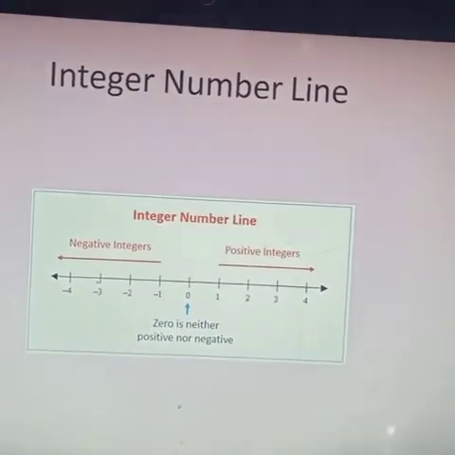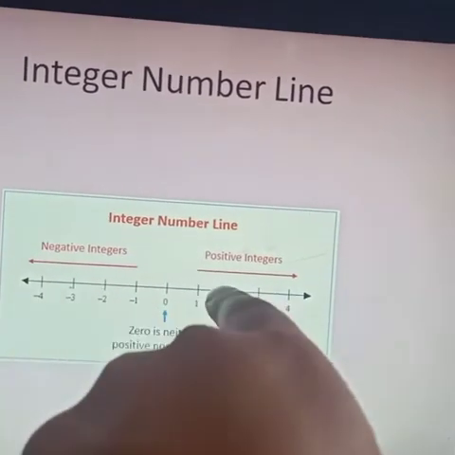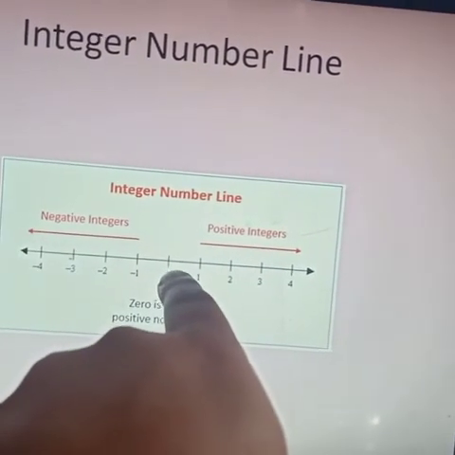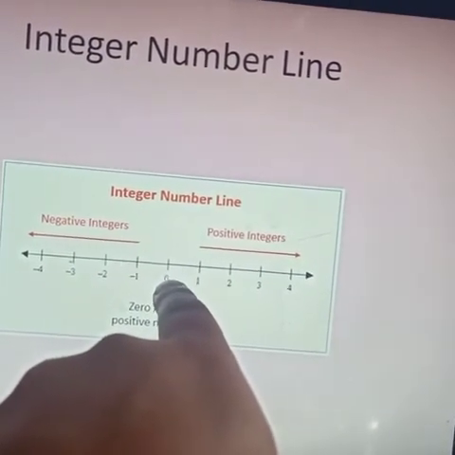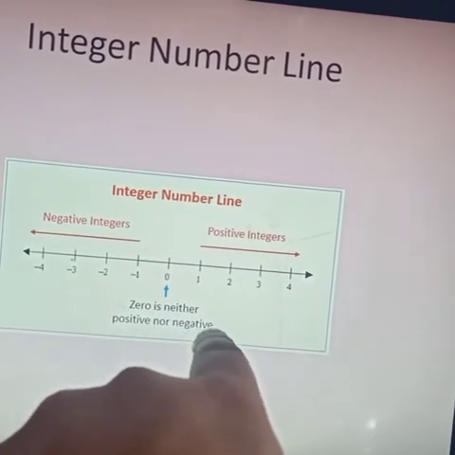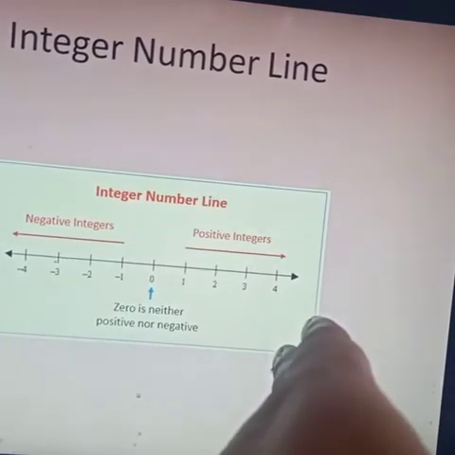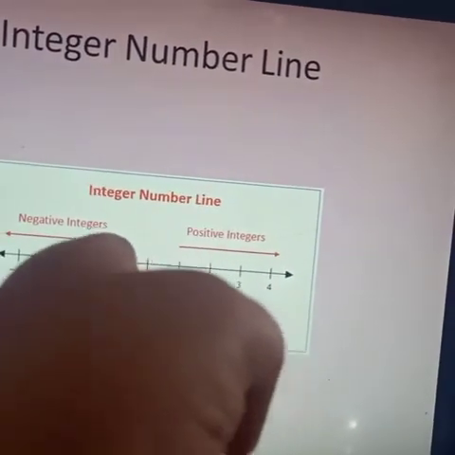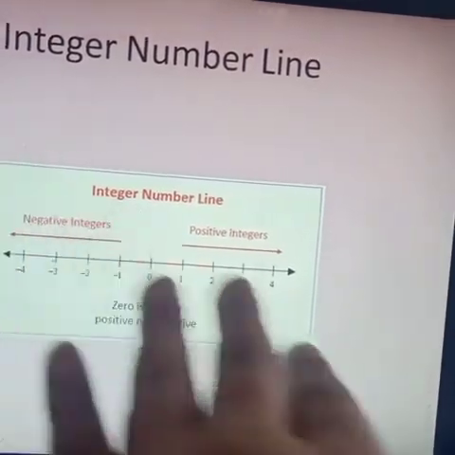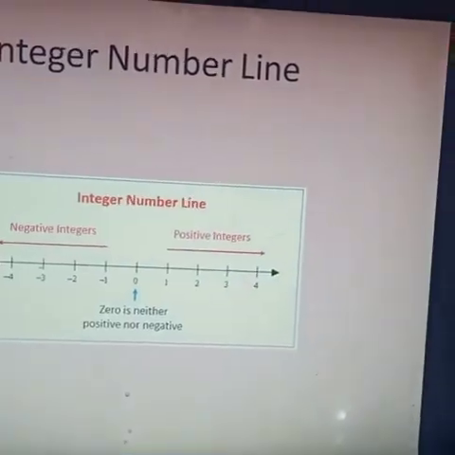Next is the integer number line. This number line is used to represent the integers. It starts with 0 because 0 is in the center. 0 is neither positive nor negative. On the right hand side of 0 there are the positive integers. On the left side of 0 there are the negative integers. So all the integers we can represent on this number line.